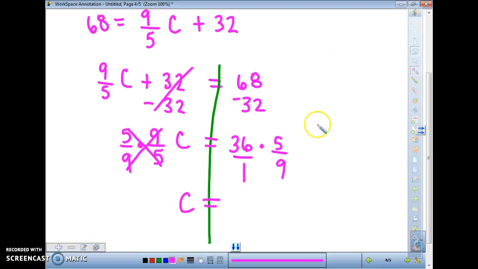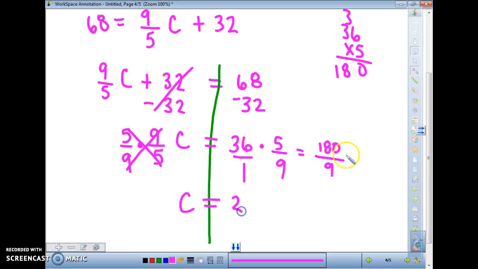A little top times top. So 36 times 5. Right, that's 180, isn't it? Right, and then divide that by 9. You probably can do that one in your head without writing anything down. 9 goes into 18 how many times? 2, but we got that 0, so it's actually going to be 20 degrees Celsius, isn't it? Okay.